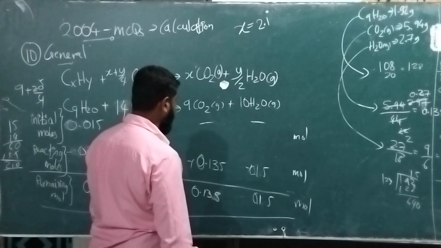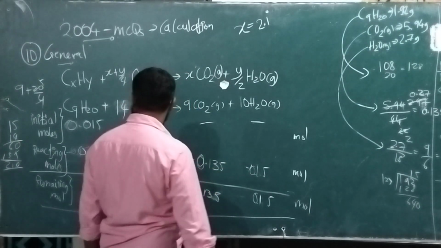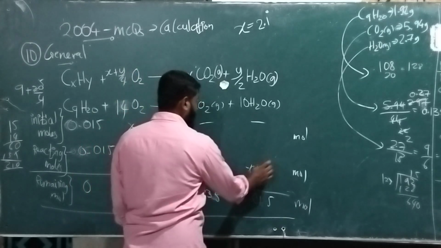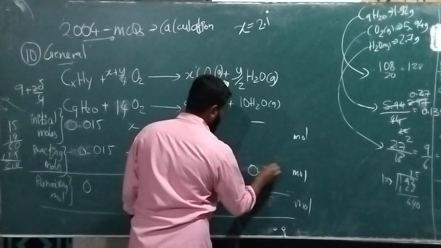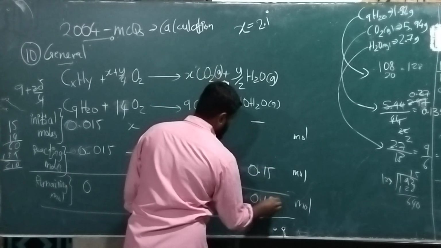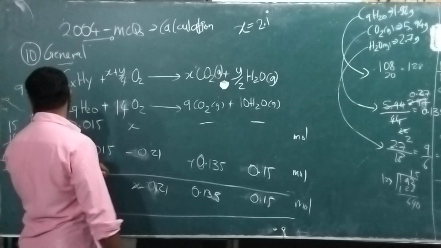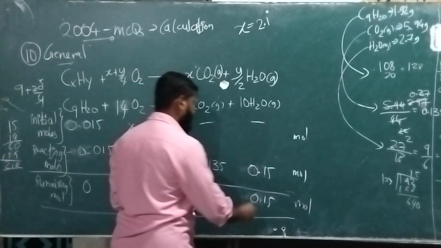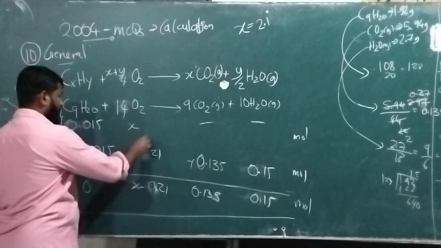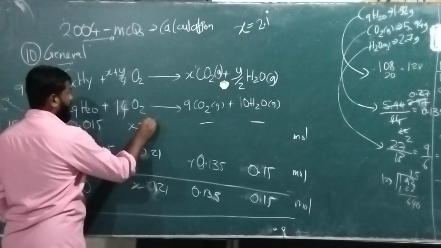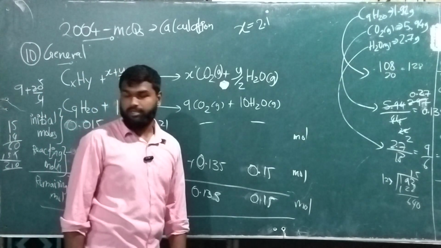So this thing is clear here, and here you will get 0.15. This one is 10 times, right? So 0.15 here. Okay. Now you got the moles here. So x is how much? 0.21. So now they are asking for the mass, right?